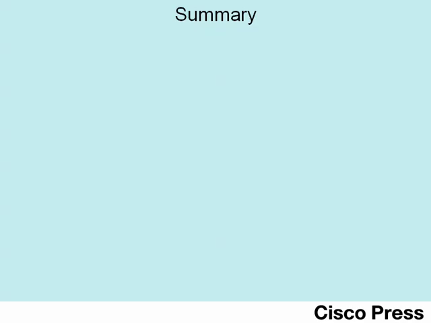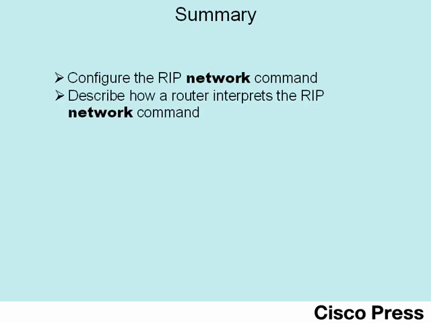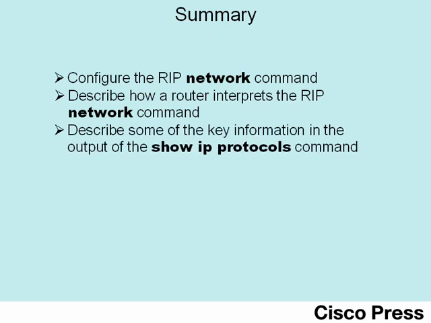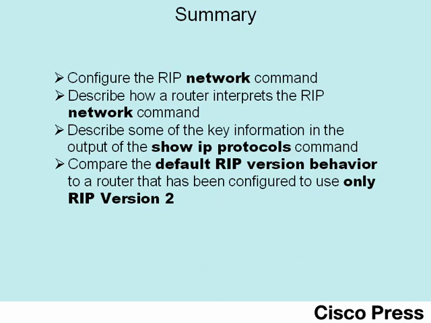This concludes ICND1 Lab 9. In this lab, you'll learn how to configure the RIP network command, as well as how to understand and interpret what the RIP network command really does. You've also seen how to interpret some of the key information that's found in the show IP protocols command output. And you've learned how to compare the default RIP version behavior, which tells a router to only send version 1 updates, but be willing to receive either version of update, as compared with a router that's been configured to just use version 2.